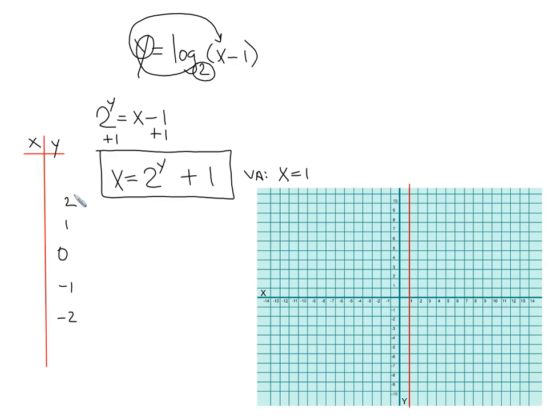It's a common mistake. 2 squared is 4, plus 1 is 5. 2 plus 1 is 3. 1 plus 1 is 2. A half plus 1 is 1.5. A fourth plus 1 is 1.25. Again, use your calculator to help you out if you want. Nothing wrong with that. 5, comma 2. 3, comma 1. 2, comma 0. 1.5, negative 1. 1.25, negative 2.